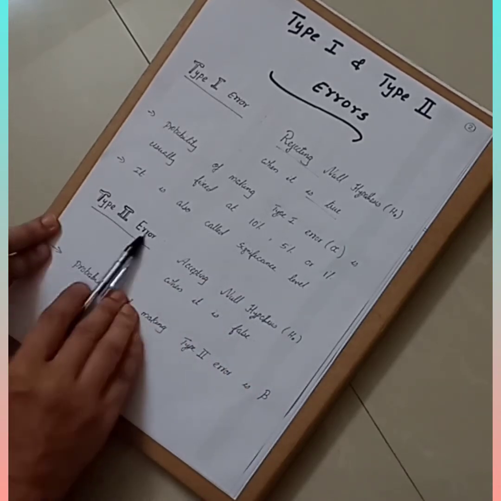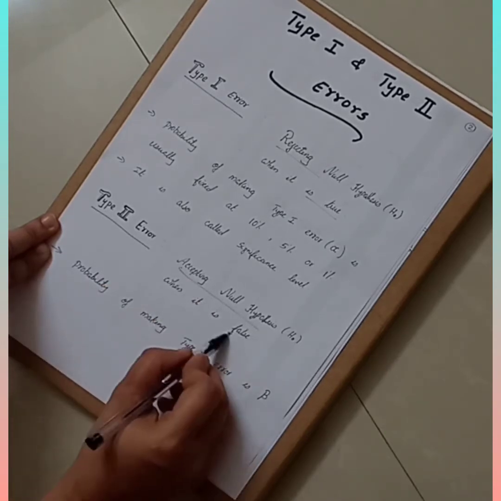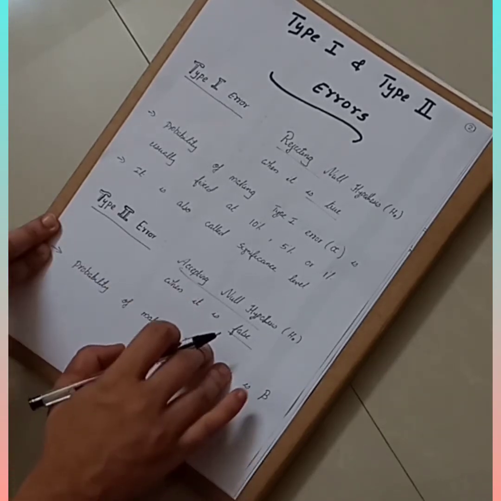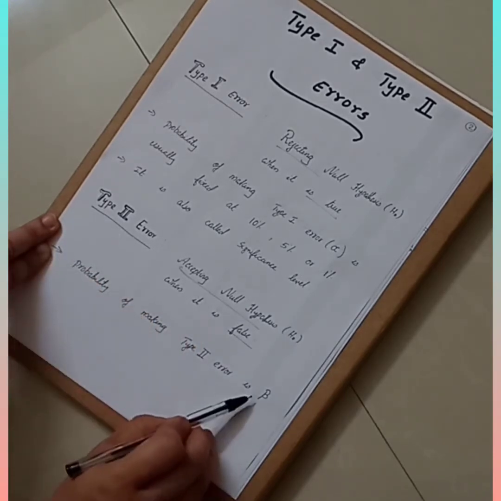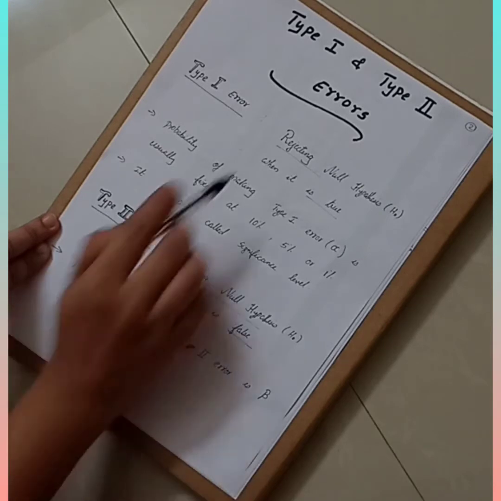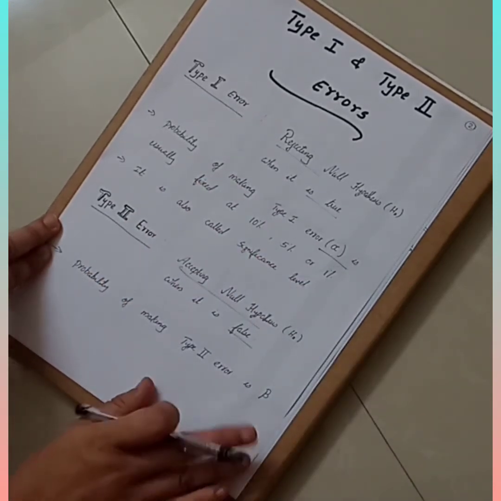Then type 2 error. What is type 2 error? Accepting the null hypothesis when it is false. So actually the assumption is false, but still we are accepting. That type of error is called type 2 error, and it is represented as beta. So type 1 error is represented as alpha, and type 2 error is represented as beta.